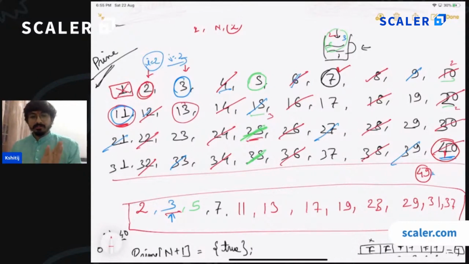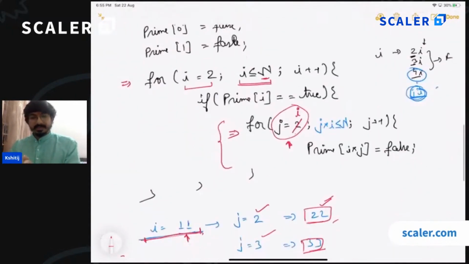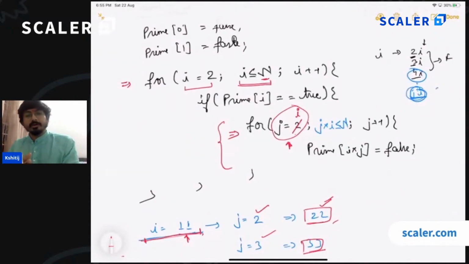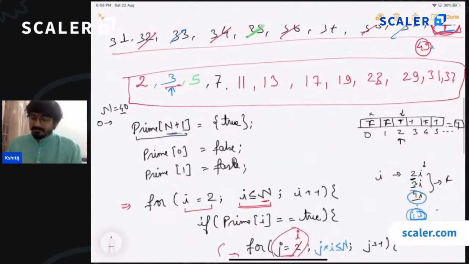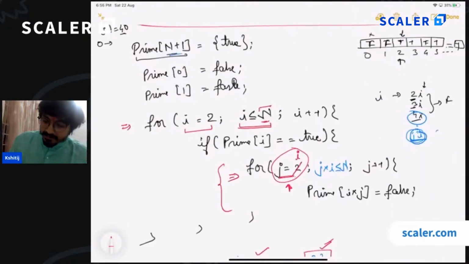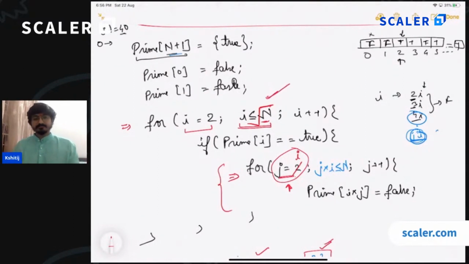So what should be the maximum value? The maximum value till which we can go is i square. So i can never go beyond square root n, right? Because the last number here would have been cut when i becomes square root n. So this n can be turned to square root n. Okay, does this thing make sense to everyone?